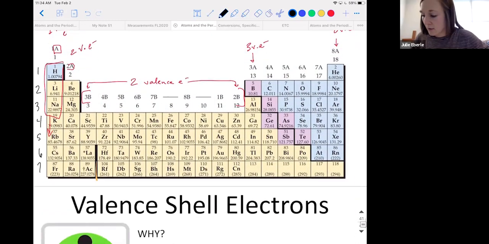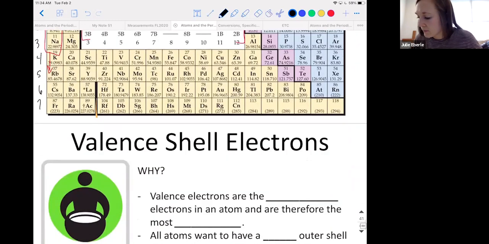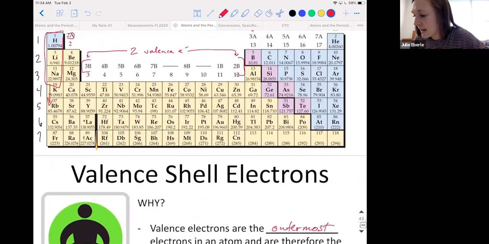Okay. Now, the question is why? Why, if they have the same number of valence electrons, do they have the same or similar chemical properties? The reason is valence electrons, first off, remember they're the outermost electrons in an atom, and therefore they are the most loosely held, right? What do I mean by that? Well, let me scroll back up to my picture.